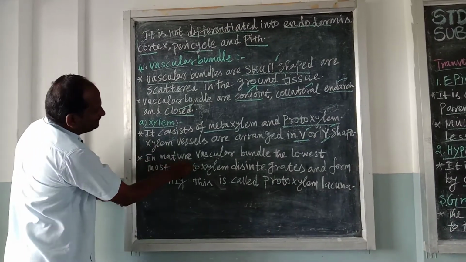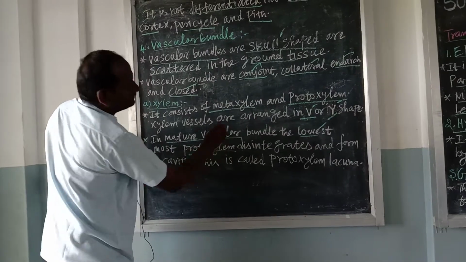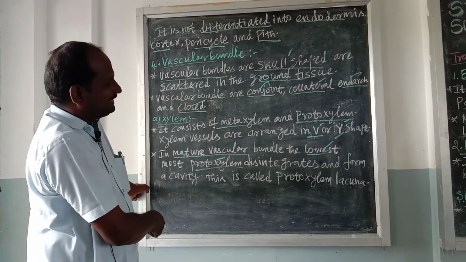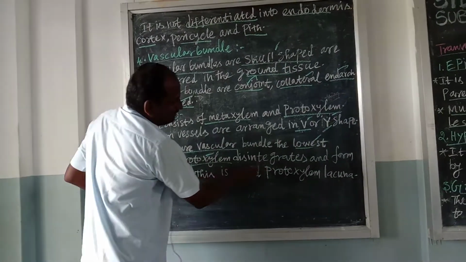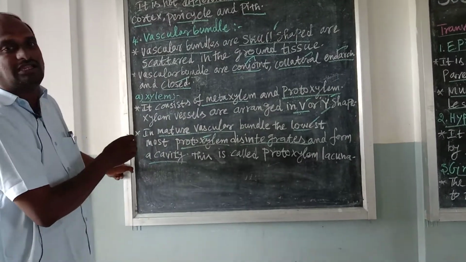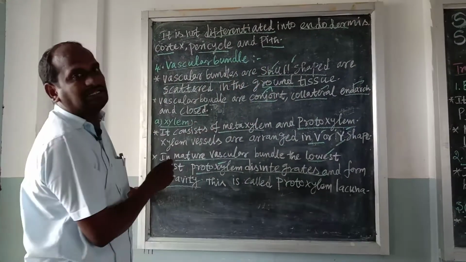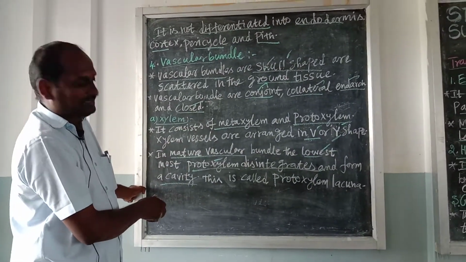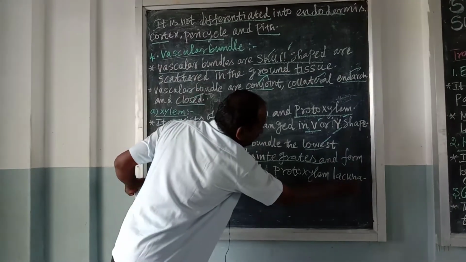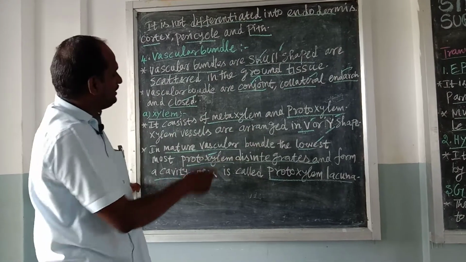Next, in the mature vascular bundles, the lowest part, the protoxylem, disintegrates and forms a cavity. The center of the xylem is a cavity. As seen in the flask-shaped vascular bundles in the ground tissue, there is a cavity-like structure. This cavity-like structure is called the protoxylem lacuna.